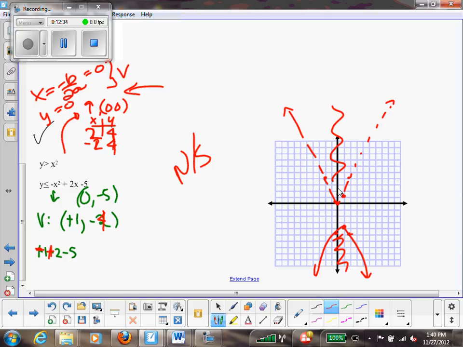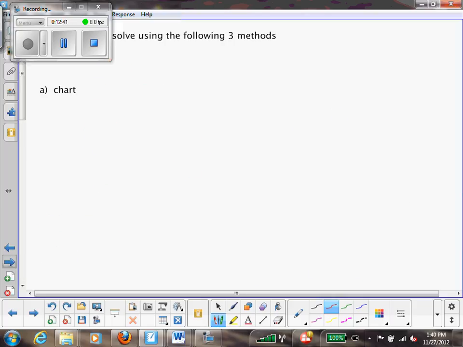Exactly. So that's why there's no solution, because you're right. No mixing of shading is a good way to put it. Okay? All right. Let's try the next one.